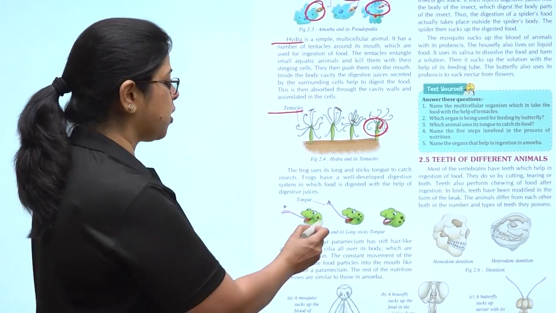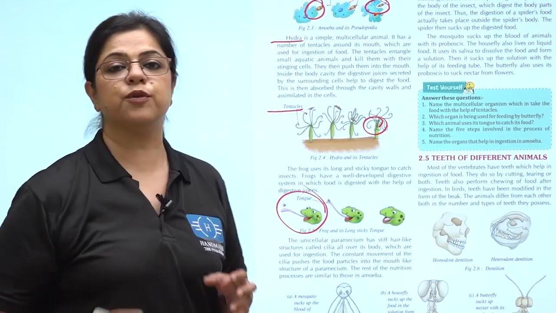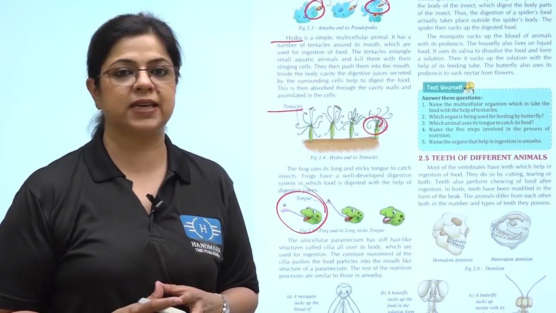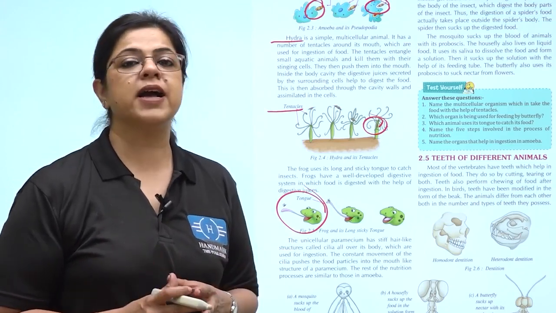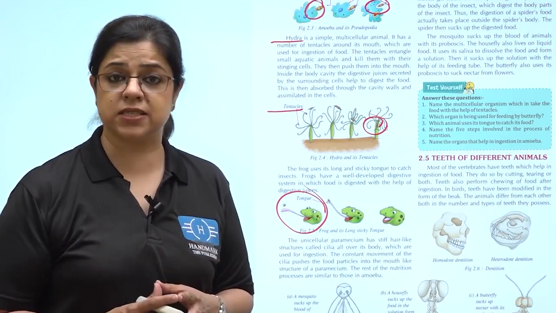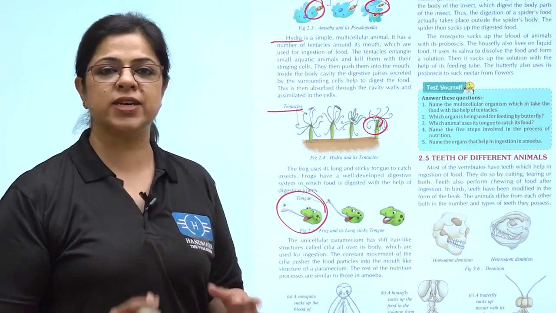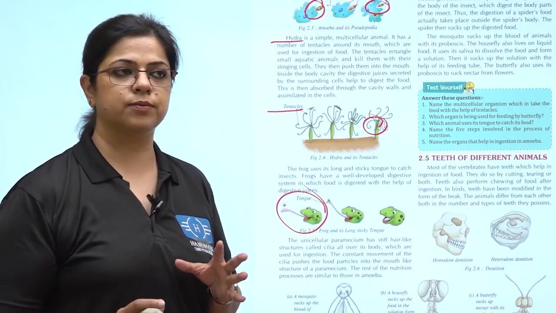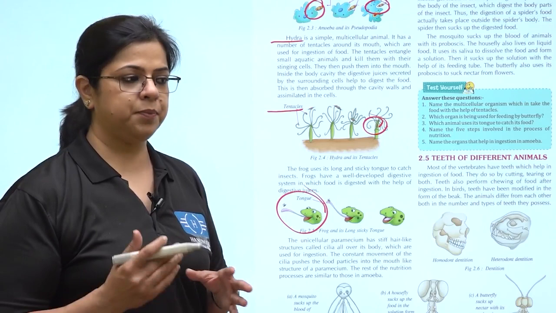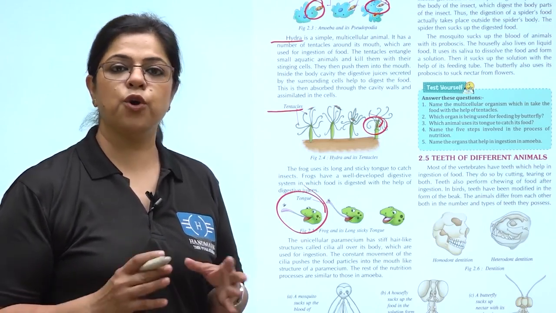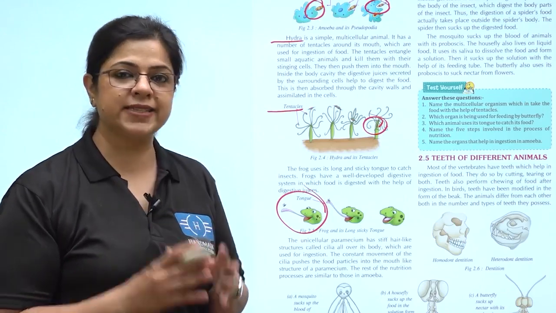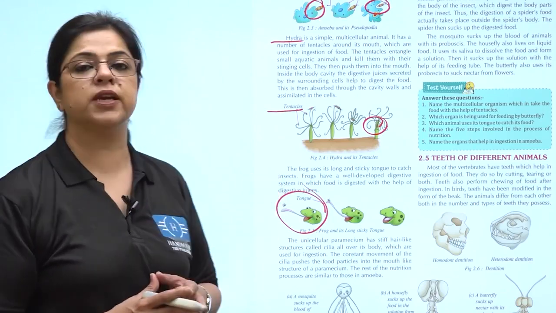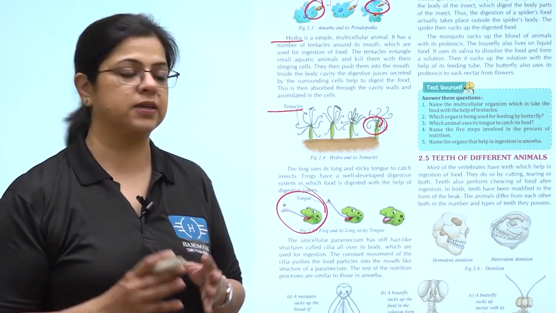Then we come to frog. As we have already studied, a frog has got a very sticky tongue which it uses to catch its prey. Then the frog has got a very well developed digestive system which digests this ingested food into smaller absorbable particles.